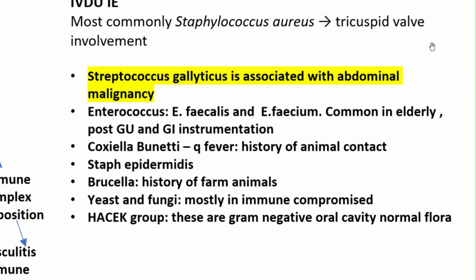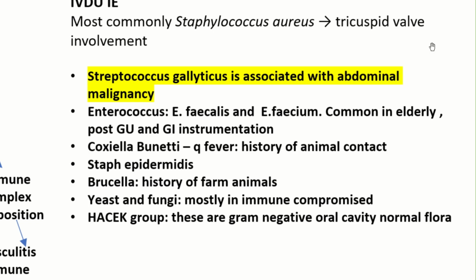genitourinary and the gastrointestinal systems. We have Coxiella burnetii, which is Q fever, found when we have animal contact. We have Brucella, we have yeast and fungi. Then we have the HACEK group of bacteria, which are actually gram-negative bacteria that are normal flora in the oral cavity, and these ones are going to give us an infective endocarditis.